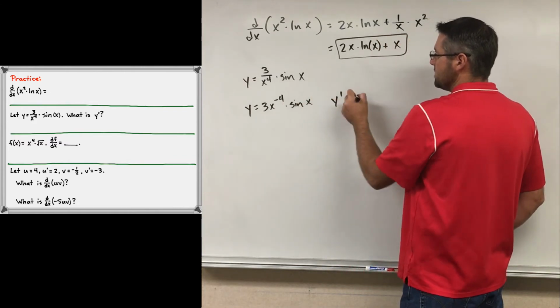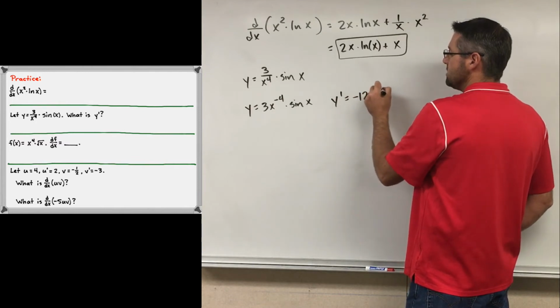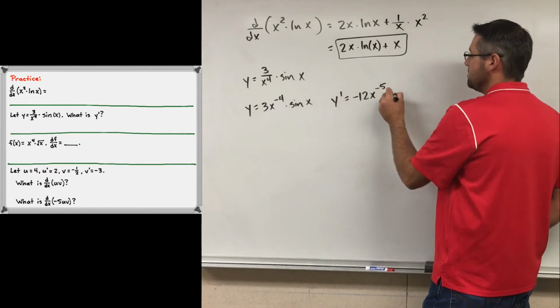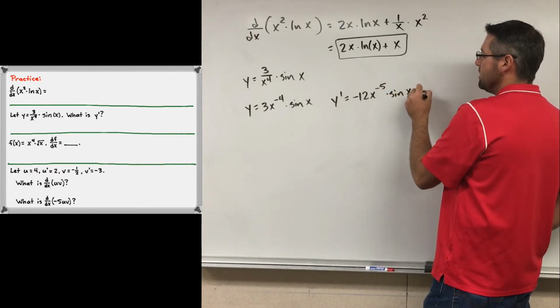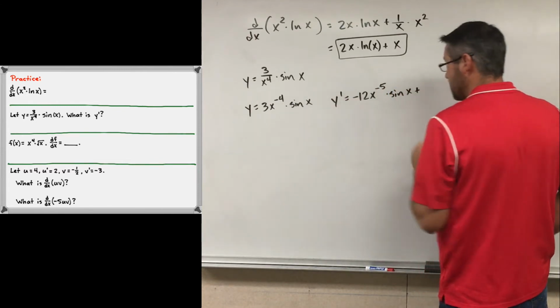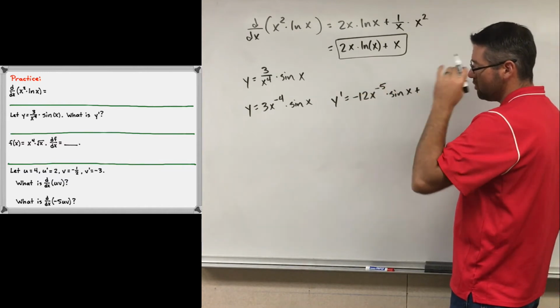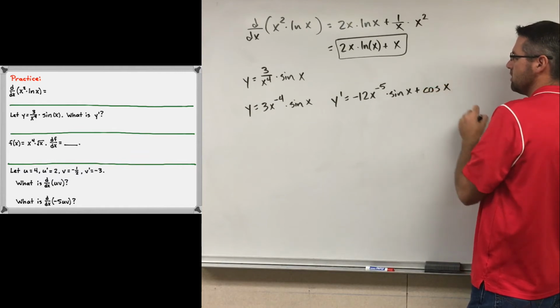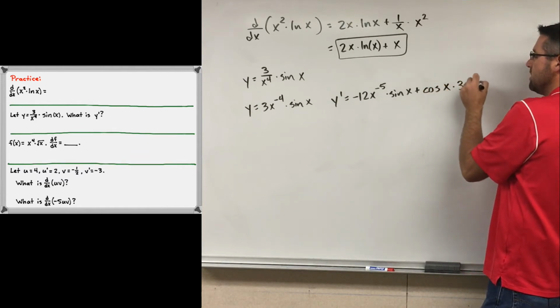So the derivative of the first thing is going to be negative 12 x to the negative fifth, right? We subtract 1, and then times sine of x plus the derivative of the second thing. So we should know from prior units, we did a little discovery on this, the derivative of sine of x is actually cosine of x, and then times 3x to the negative fourth.